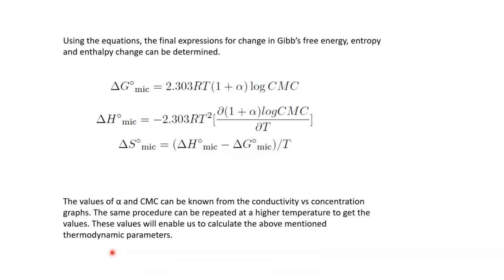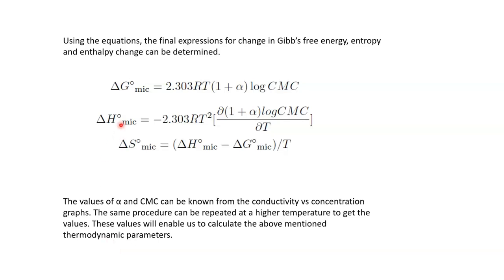So using these equations, we can get the final expressions of change in Gibbs free energy, change in entropy, and change in enthalpy, which are: delta G naught of micellisation is 2.303 RT (1 plus alpha) log CMC. Delta H naught of micellisation is equal to minus 2.303 RT square del of (1 plus alpha) log CMC by del T, and delta S naught of micellisation is equal to delta H naught of micellisation minus delta G naught of micellisation divided by T, which comes from the Gibbs-Helmholtz equation.